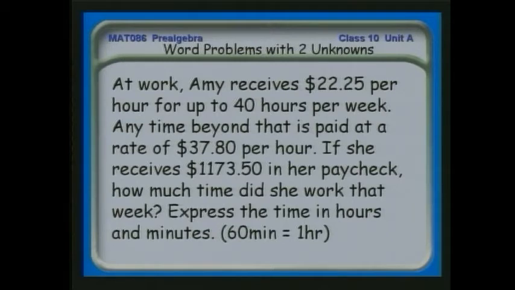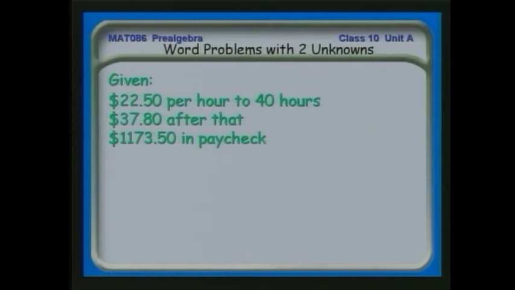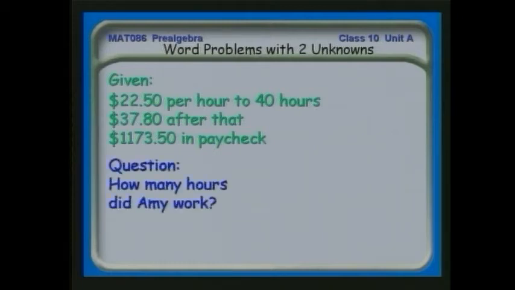So we're going to have to do a little additional calculation, also involving decimals. Let's look for the information we're given. We see that normally she gets $22.25 an hour for up to 40 hours, and a higher rate beyond that. We're given how much she gets in her paycheck, and we're asked how much time she worked that week, and we're told that we need to express that in hours and minutes. So here's the summary of what we're given, and we're asked how many hours she worked.